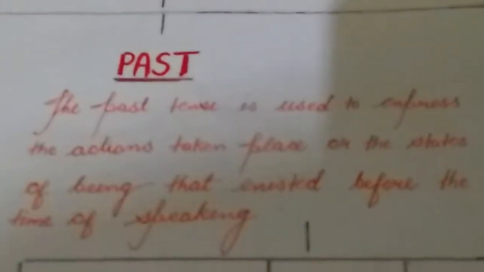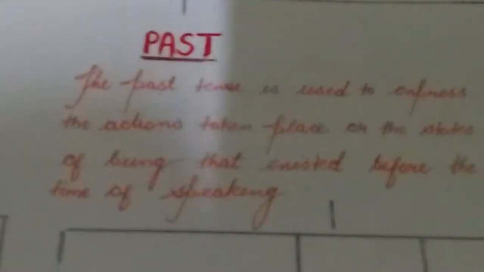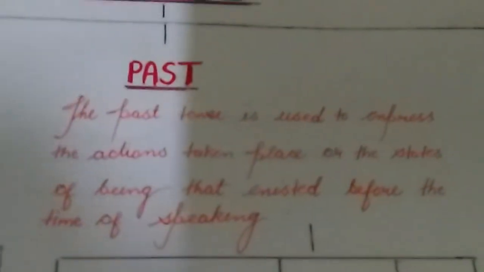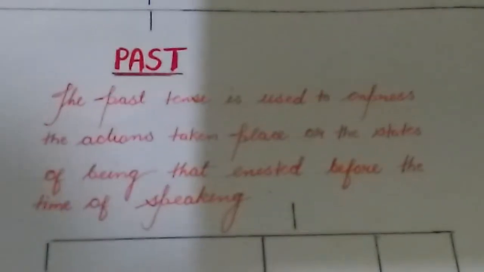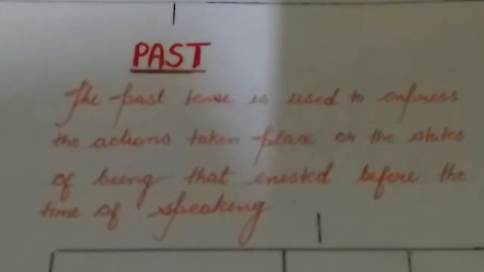Hi friends, what is a past tense? Past tense is used to express the action taken place or the state of being that existed before the time of speaking. Means the action or event happened, but it's being reported after the action has happened. So let us talk of the four segmental divisions of past tense.